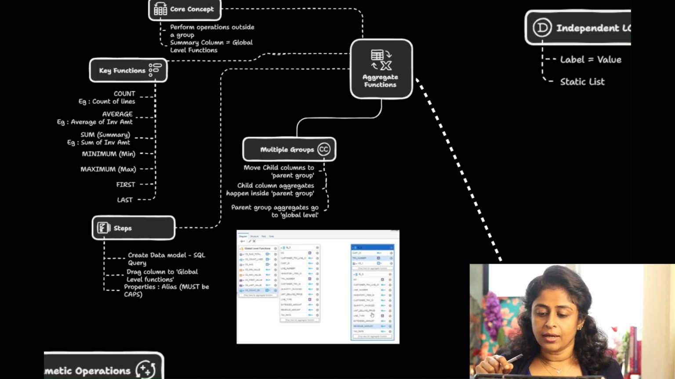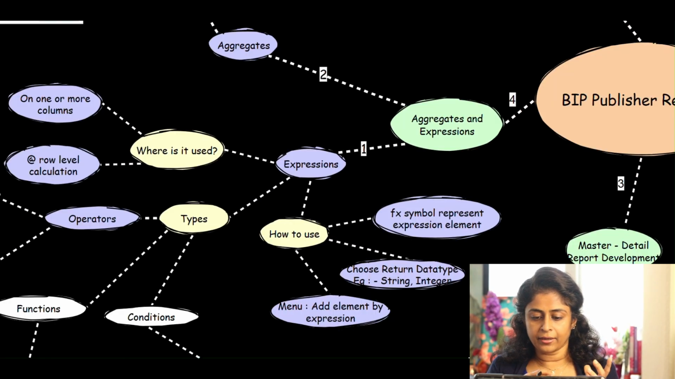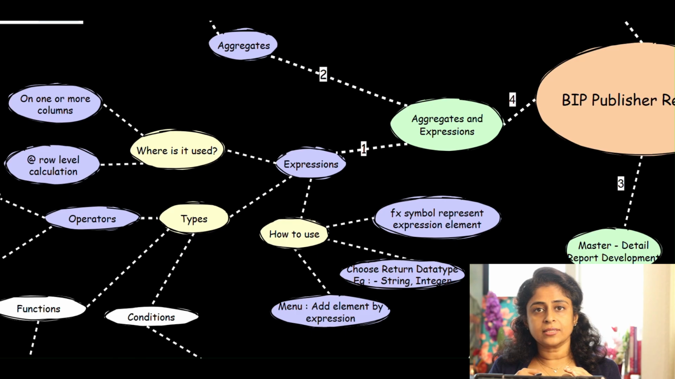Aggregate functions. Aggregate functions in BI Publisher include count, average, sum, min, max, first and last. Here is the key: bring the columns outside their groups and drag them into the global level for aggregation. Remember, alias names must be in caps for this to work properly. When you have multiple groups or subgroups, bring the child group columns to the parent group. The child column aggregate happens inside the parent group, and the parent group aggregates this to the global level.